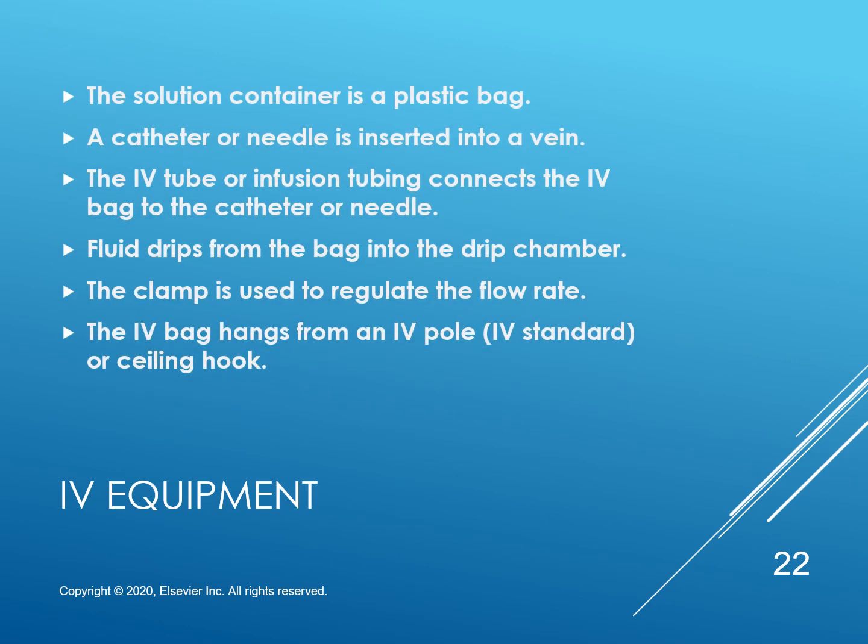IV equipment. The solution container is a plastic bag. A catheter or needle is inserted into a vein. The IV tube or infusion tubing connects the IV bag to the catheter or needle. Fluid drips from the bag into the drip chamber. The clamp is used to regulate the flow rate.